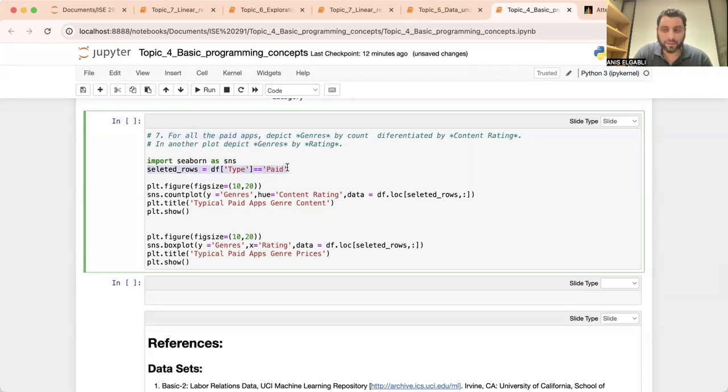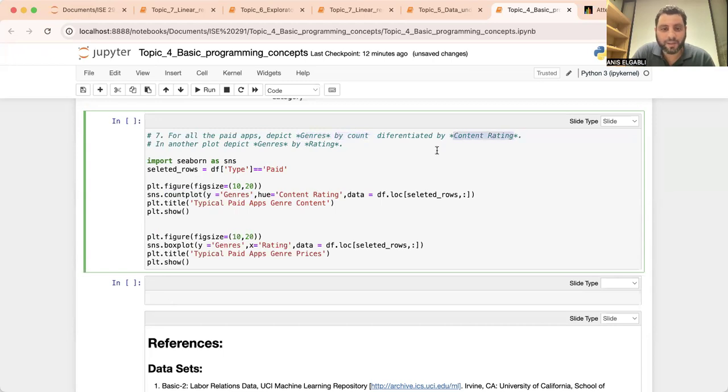We want only paid apps, and if we are interested in the elements that belong to a certain category, then we extract that slice. So we are extracting the entries in which the type is paid. For paid apps, depict genres by count. So we are going to plot a count plot for genres here. Count plot, y is equal to genres, it can be y or x. If y is equal to genres, then the bars will be horizontal because x will represent the frequency.